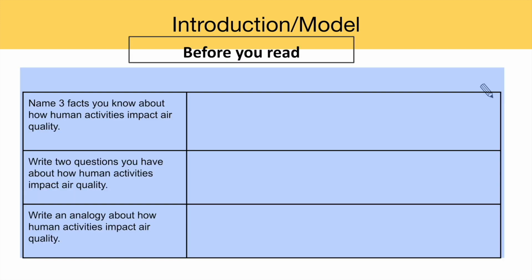Before you read, name three facts you know about how human activities impact air quality. Write two questions you have about how human activities impact air quality, and write an analogy about how human activities impact air quality.